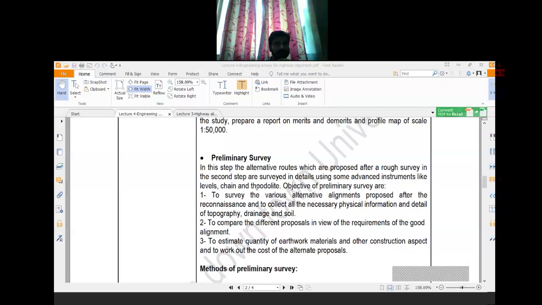Suppose in the preliminary survey you have gone for the detailed survey of each of the alternative routes. After getting all this data, you need to compare all these alternative routes and find out some best possible scenarios. Then the next one is to estimate the quantity of earthwork. Quantity of earthwork means if there is any cut or any fill required for your alignment, and how the embankment will be elevated. What should be the elevation of that embankment? All these things are done in the preliminary survey.